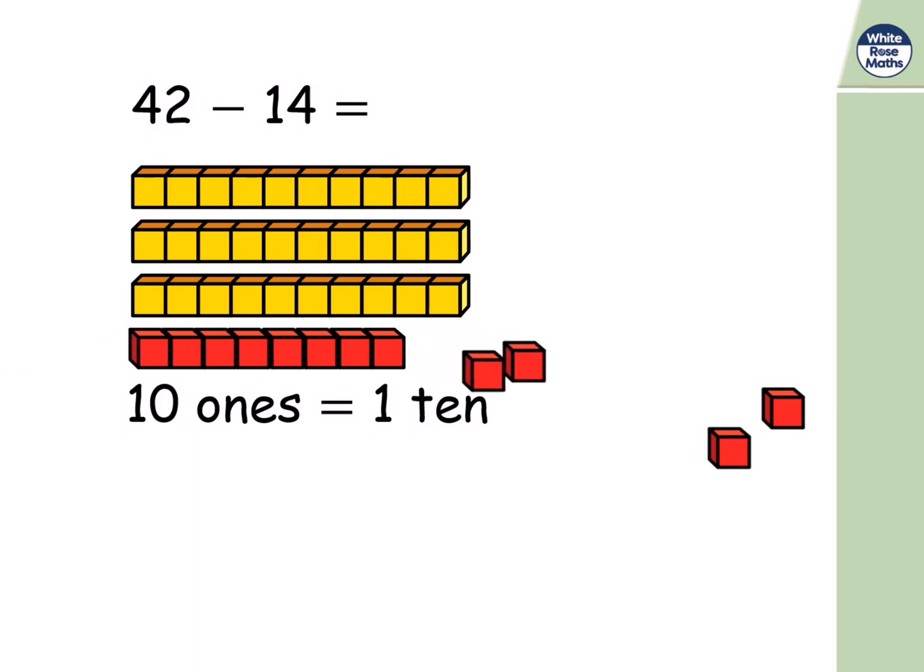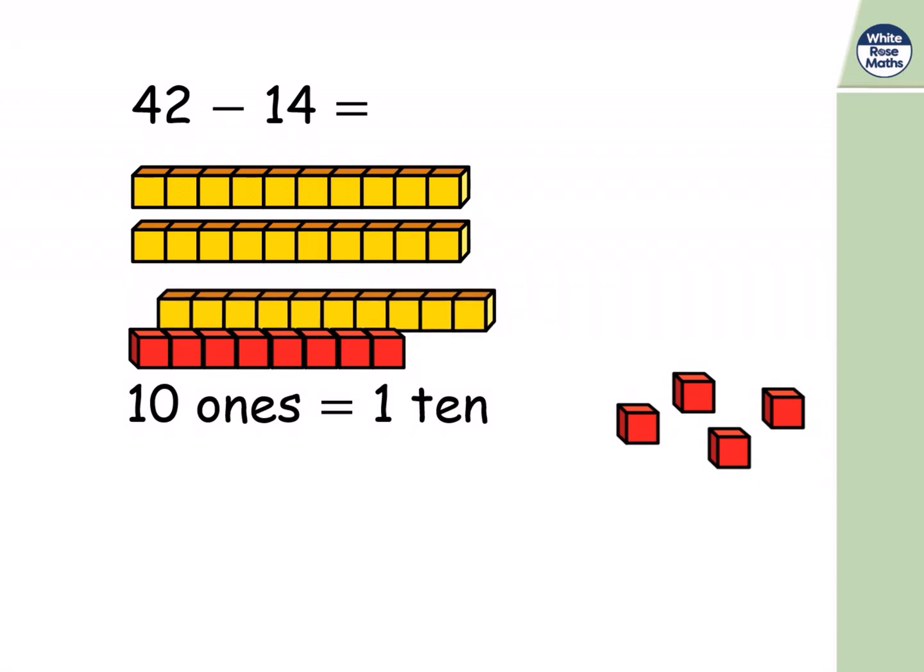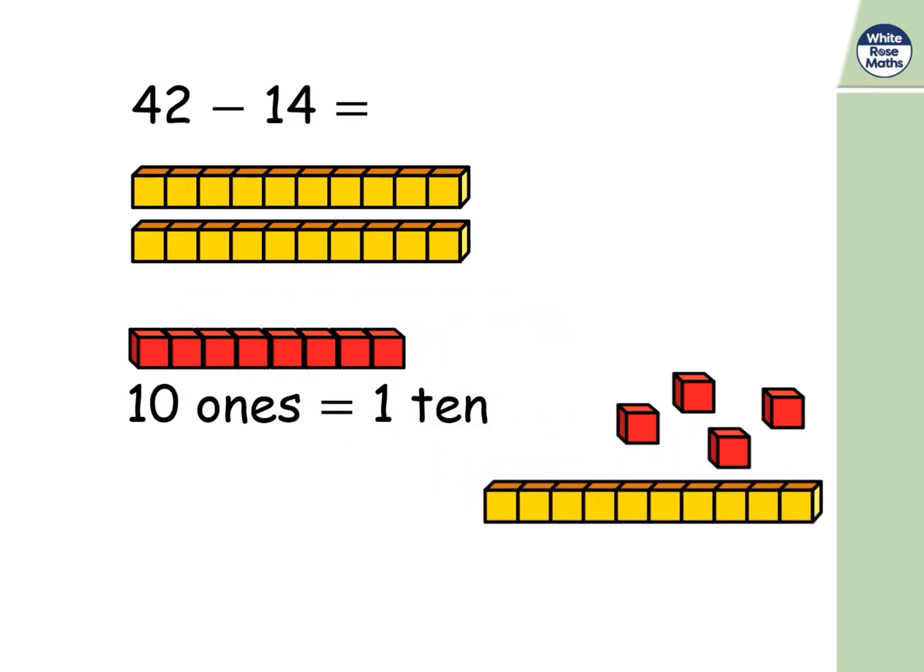Now I've exchanged, I can take 2 more 1s, meaning I've subtracted 4 1s altogether. Now I subtract 1 10, and altogether I've subtracted 14. What am I left with? 2 10s and 8 1s. 42 subtract 14 is equal to 28.